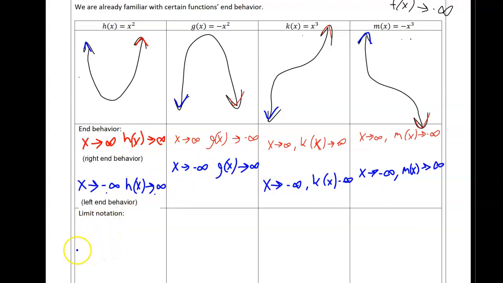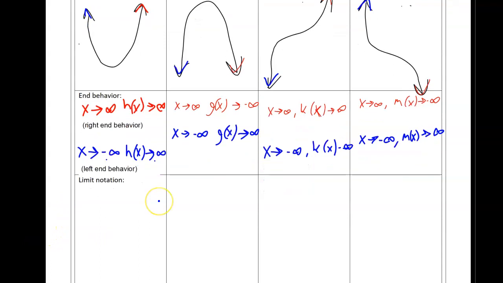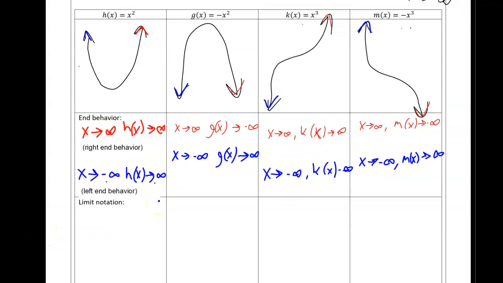And you won't use this necessarily in the delta math, but you will use this throughout the module. And that is limit notation. And I think it's a little bit easier to write. So I'm going to take a second to rewrite all of these in limit notation.